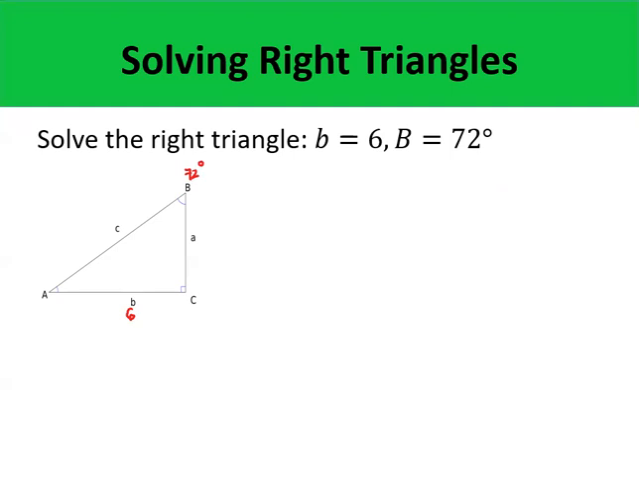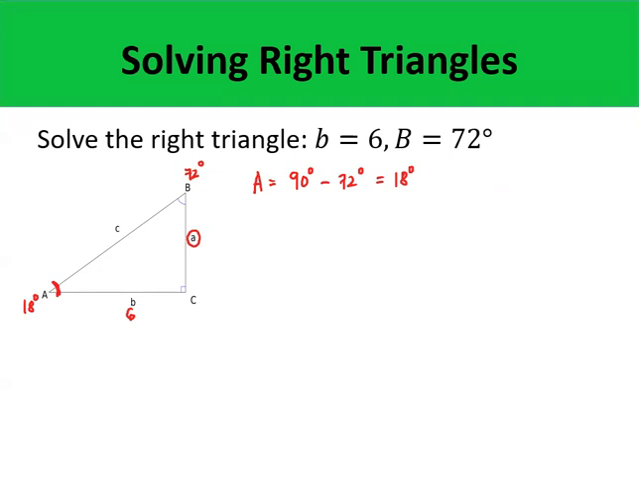Just like in the previous problem, we can solve for the angle A by subtracting 72 degrees from 90 degrees, and that's going to be 18 degrees. So angle A is 18 degrees. Now let's try to solve for small a, but this time let's use the angle A, which is 18 degrees, as the angle theta.